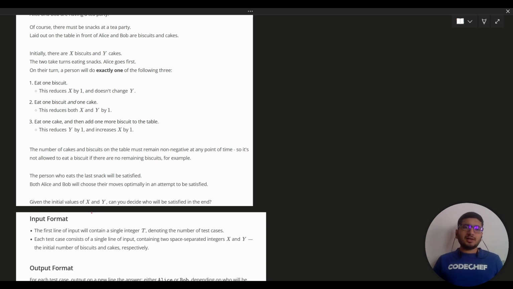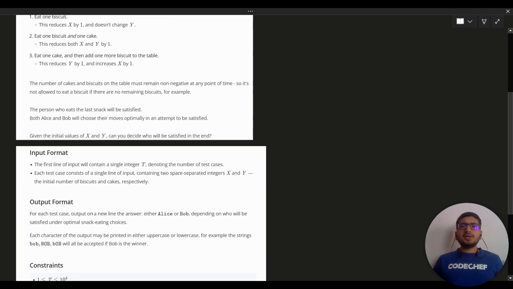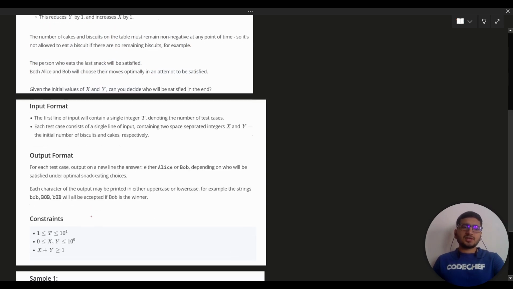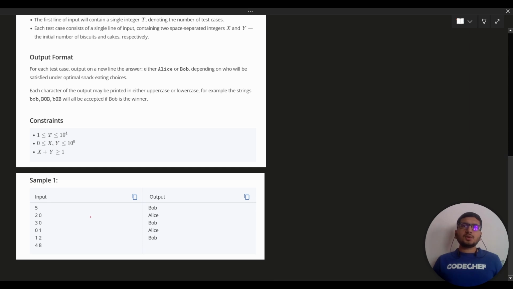Let's see the input format. We have t test cases, and for each test case on a single line we will have two integers x and y, the number of biscuits and cakes respectively. For the output, we simply have to output Alice or Bob depending on who will be satisfied under the optimum snack eating choices. As for the constraints, the number of test cases will go from 1 to 10 raised to 4, the value of x and y will go from 0 to 10 raised to 9, and the sum of x and y will always be greater than or equal to 1.